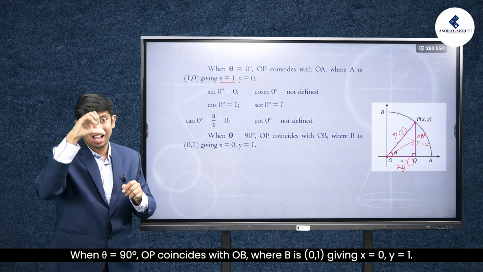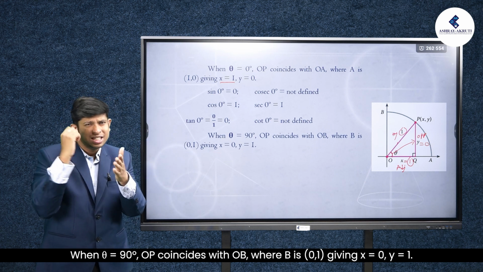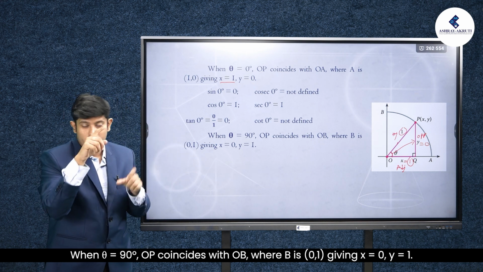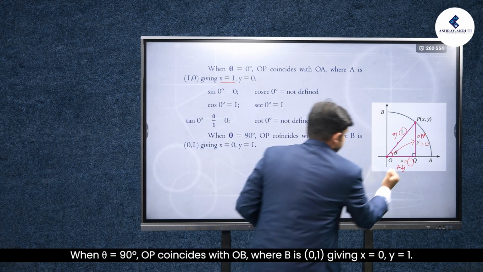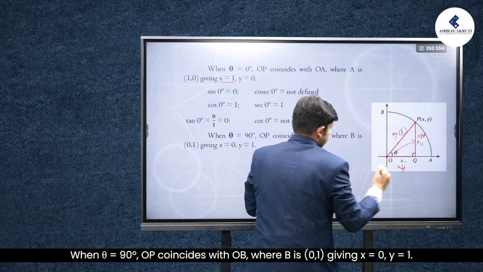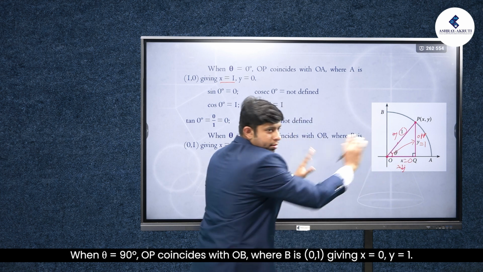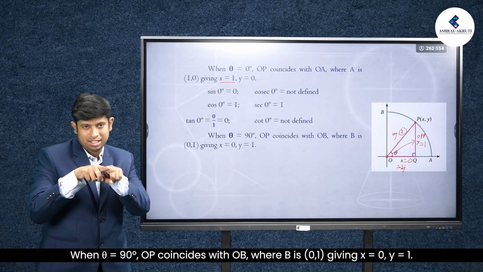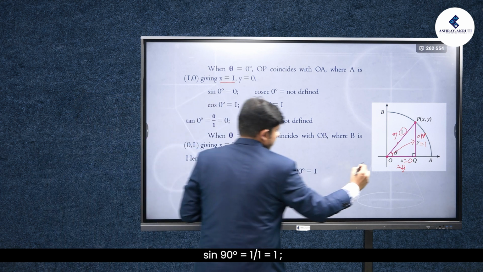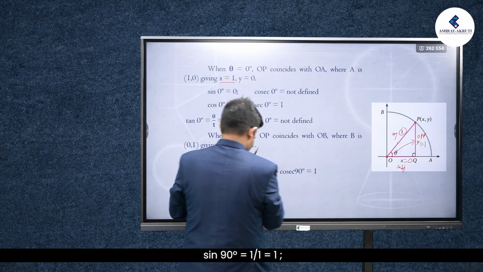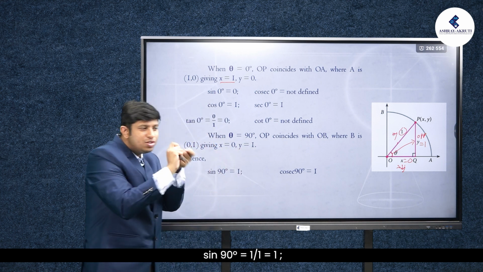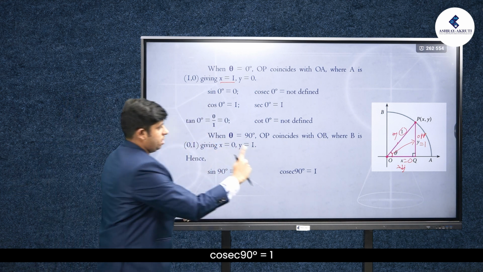When theta is equal to 90 degrees, OP coincides with OB, where B is 0 comma 1, giving x equal to 0 and y equal to 1. Hence, sin 90 degrees is equal to 1 by 1, that is equal to 1. Cosecant 90 degrees is equal to 1.